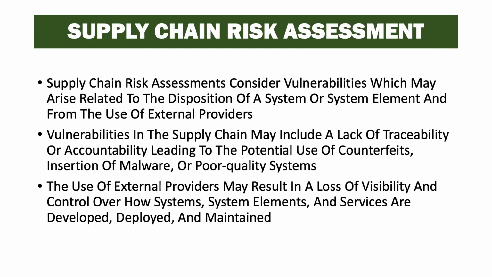Supply chain risk assessments consider vulnerabilities which may arise related to the disposition of a system or system element and from other external providers. Vulnerabilities in supply chain may include the lack of traceability or accountability, leading to potential use of counterfeits, insertions of malware, or poor quality systems. The use of external providers may result in a loss of visibility and control over how systems, system elements, and services are developed, deployed, and maintained. So we think about the different things on this slide. So the vulnerabilities related to disposition of a system may include the loss of data being released into unauthorized hands.